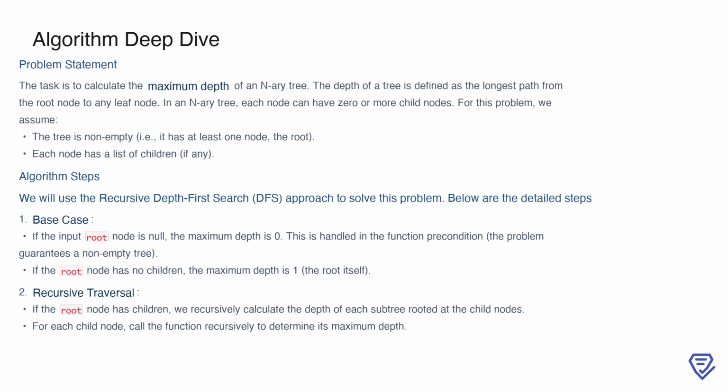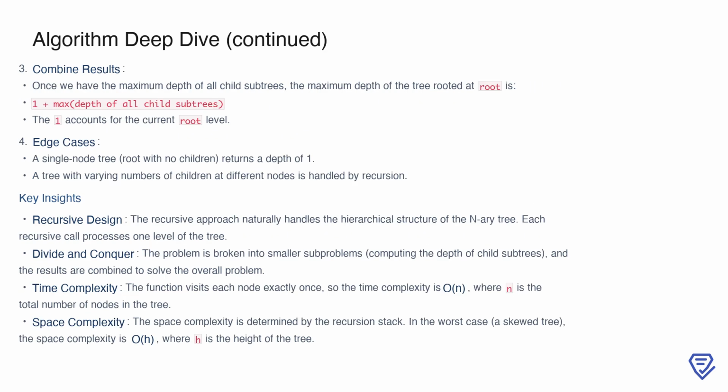This means that for each child, the function will call itself to determine the depth of that subtree. Once the depths of all the child subtrees are calculated, the maximum depth of the tree rooted at the current node is determined by adding 1 to the maximum depth among all its child subtrees. The addition of 1 accounts for the current root node itself.